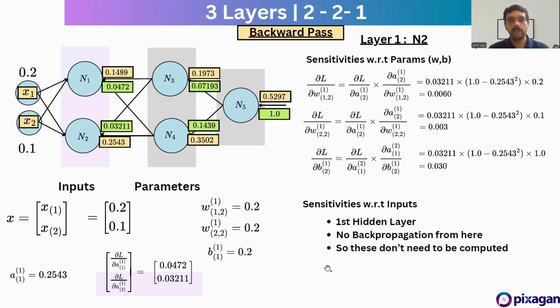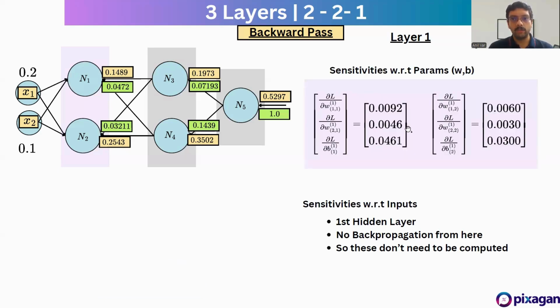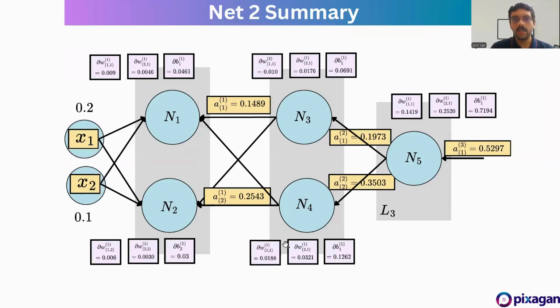And so you've got for the first layer now the sensitivity with respect to the weights and the bias, and you don't need the sensitivity with respect to the inputs because that is now the first hidden layer. What's before it is the input layer. We don't need the sensitivity with respect to the inputs when we do a gradient descent. So by going through the forward and the backward pass for a given set of inputs, we've got the sensitivities of all the parameters of this network.